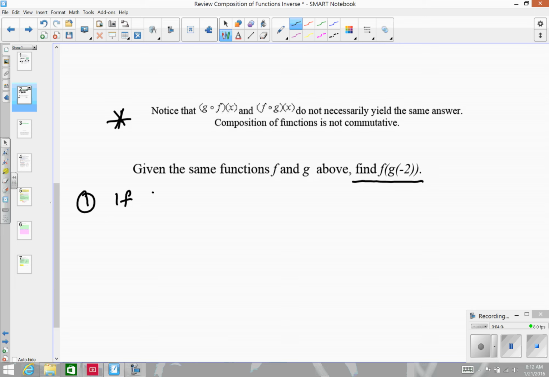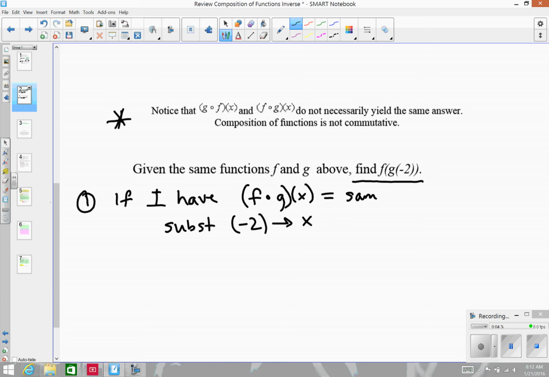If I already have f of g of x, then I can just substitute in for my x this negative 2 value. So I can substitute negative 2 in for x, and this f of g of x we solved in part A above. So this is the same as part A above.